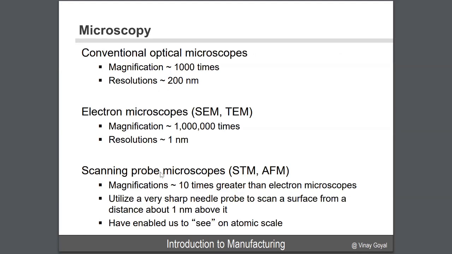With this approach, you're looking at being able to achieve magnifications of 1,000 times, a resolution of 200 nanometers. The next one here is electron microscopes. Here you're looking at magnification of 1,000,000 times with resolutions of 1 nanometer. And then you have scanning probe microscopes, which we've used quite a bit, and that can provide you magnification 10 times greater than electron microscopes. So it's even greater than above. Very impressive stuff. And this is what has allowed us to see atoms, right? That's how we've been able to see that.